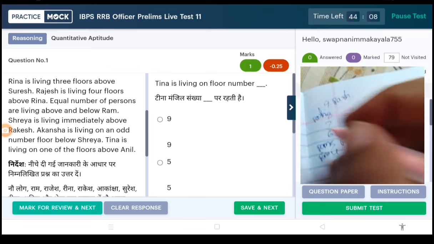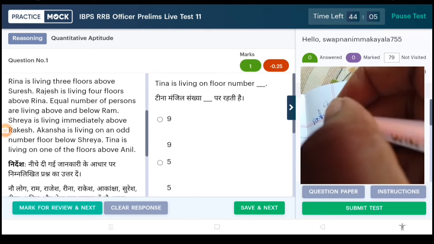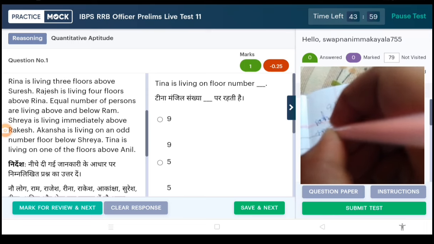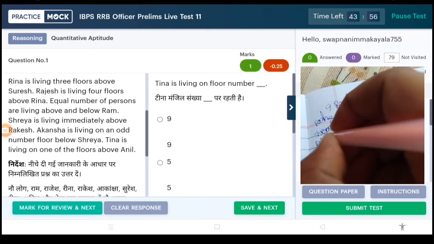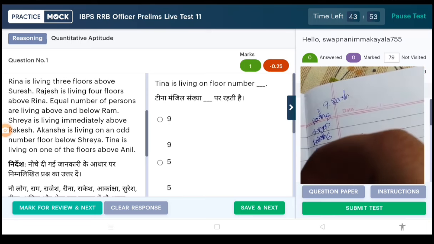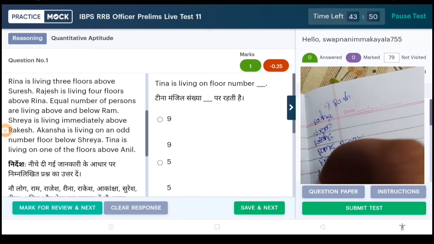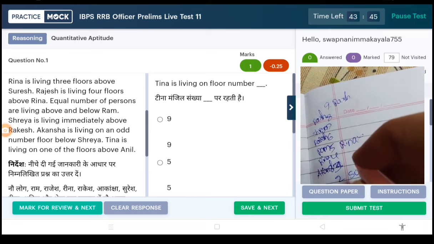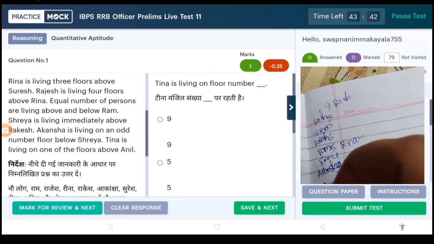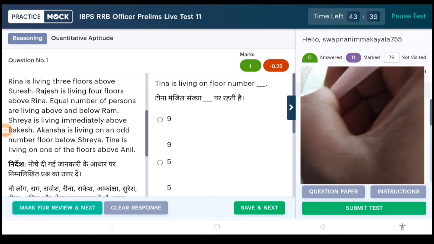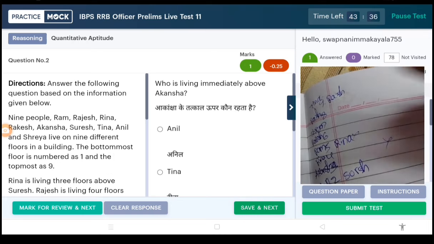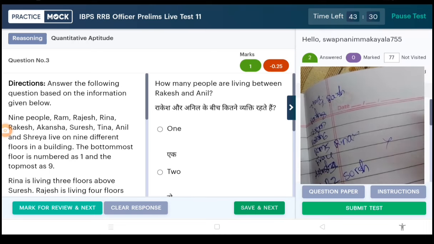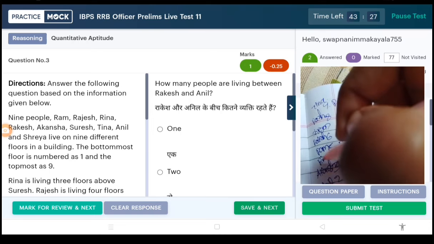Shreya living immediately above Rakesh. Akansha is living one floor below Shreya. Tina living one of the floors above Anil. Next. Tina living 9th floor, immediately above Akansha, Reena, Rakesh and the Anil.